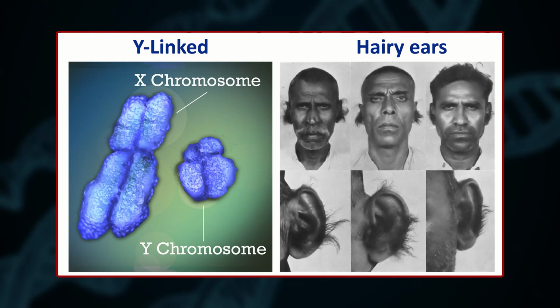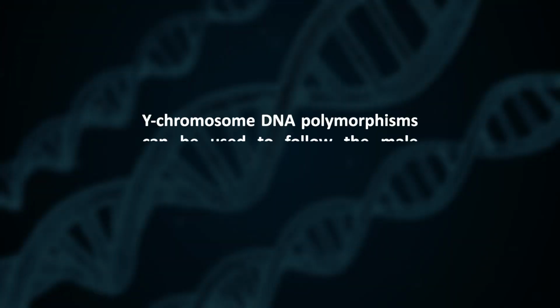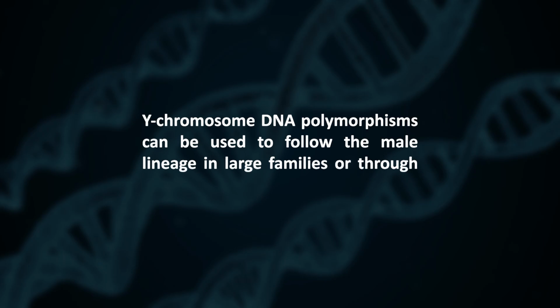An example of Y-linked inheritance is the hairy ear rim phenotype seen in some Indian families. As expected, this trait is passed on from father to all sons and no daughters. Y chromosome DNA polymorphisms can be used to follow the male lineage in large families or through ancient ancestral lineages.